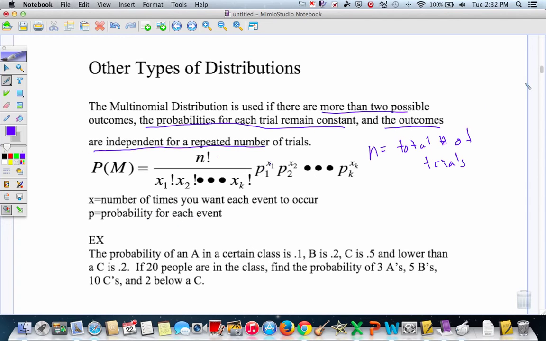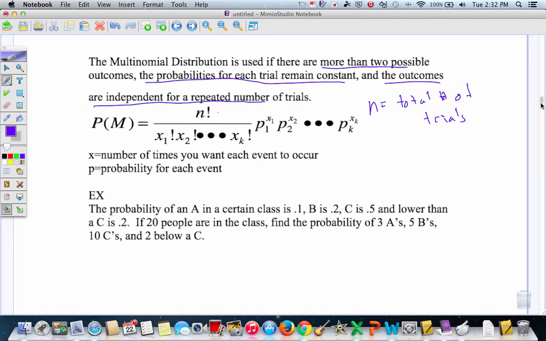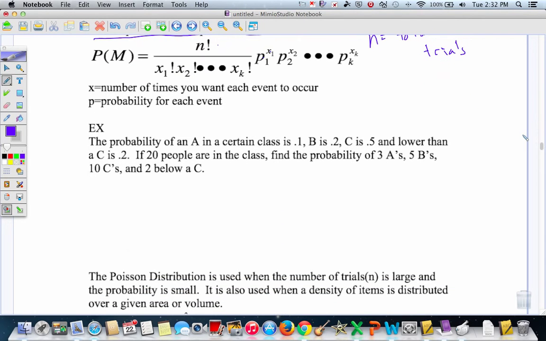Probably easiest to illustrate in this example. The probability of an A in a certain class is 0.1, a B is 0.2, a C is 0.5, and lower than a C is 0.2. If 20 people are in a class, find the probability of 3 A's, 5 B's, 10 C's, and 2 below a C. So as you can see right off the bat, there are 20 total people in the class. Of those 20, we're going to break those into four categories: A's, B's, C's, and I'll label the last category as an F. So you can use your subscript variables to identify your categories and make things make a little more sense.